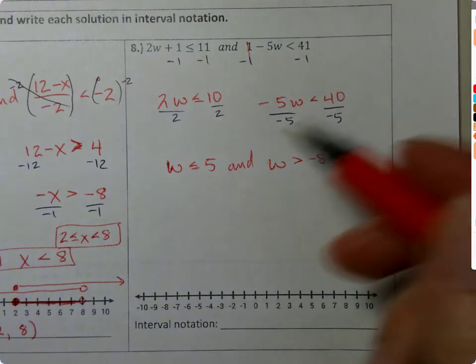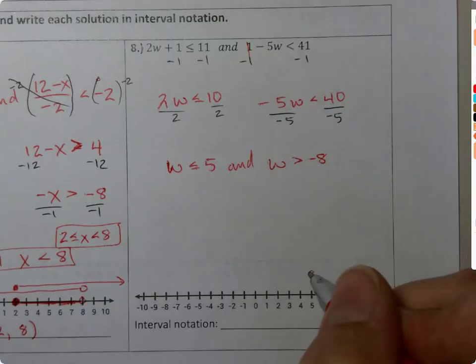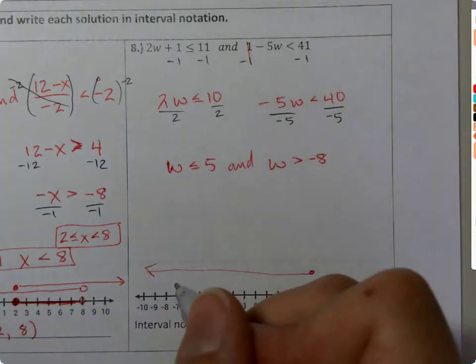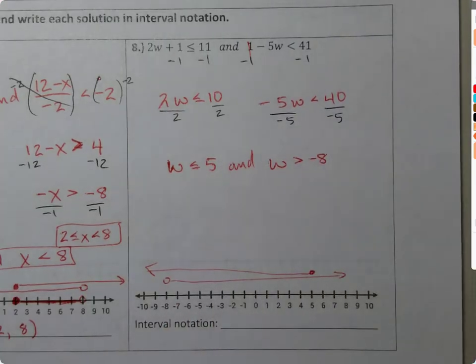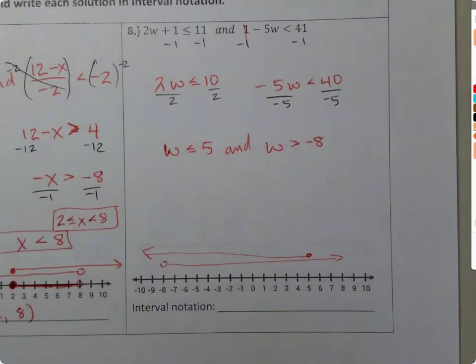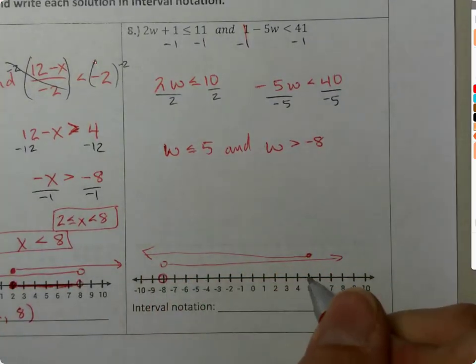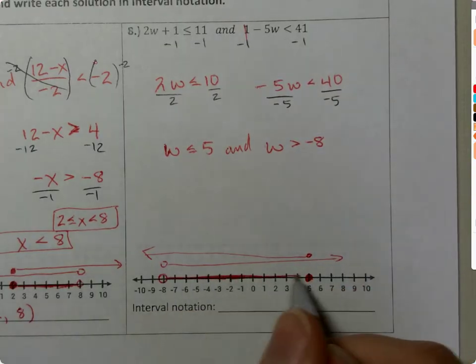All right, let's look at our number line. W is less than or equal to 5 would be a closed circle, and then we would shade everything to the left. W is greater than negative 8 would be open and shade everything to the right. So if this is an and statement, do we have overlap? Absolutely. So it starts here, it ends at 5, and everything in between is shaded.